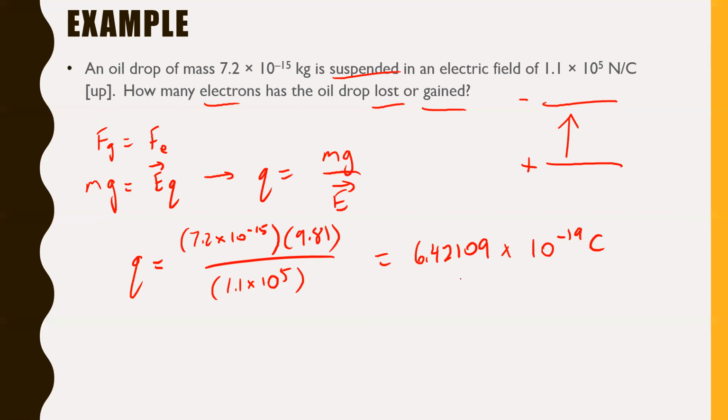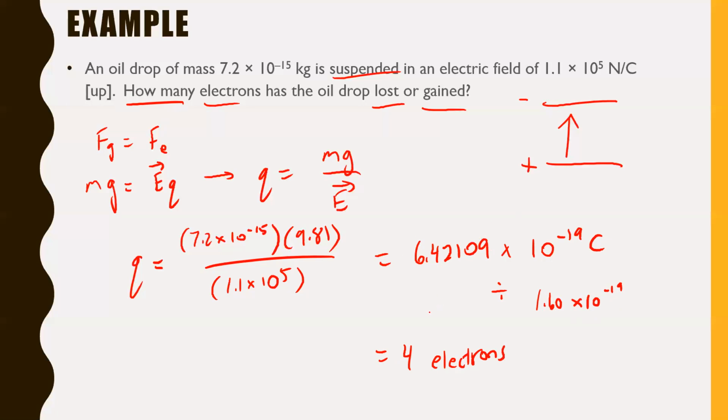But from this, we can actually tell the number of electrons, because we know what the elementary charge is. The elementary charge is 1.60 times 10 to the negative 19. That's something that's on our formula sheet. So if we were looking for how many electrons, we just need to divide by that, because remember, this should be some multiple of this. If you divide these two numbers together, you get almost exactly 4. So it's going to be 4 electrons, because 4 of these elementary charges would make this.